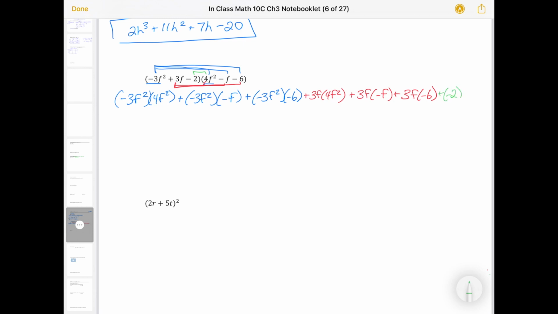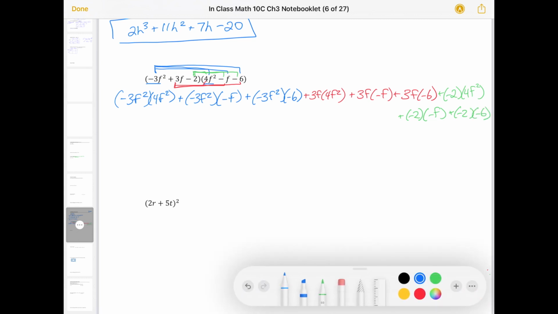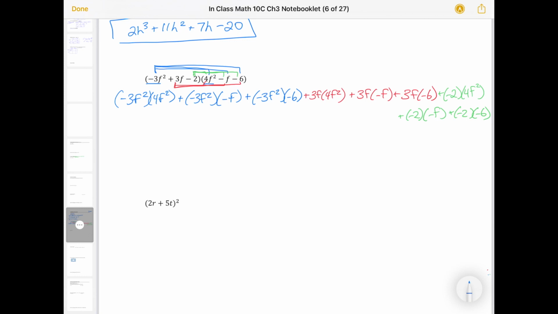Plus negative 2 times 4f squared plus negative 2 times negative f plus negative 2 times negative 6. Okay, that's a lot, but that's why we kept track of it, kept it all neat and tidy. And now we just do those multiplications. So negative 3 times 4, again, numbers by numbers, letters by letters. So that is going to be negative 12.